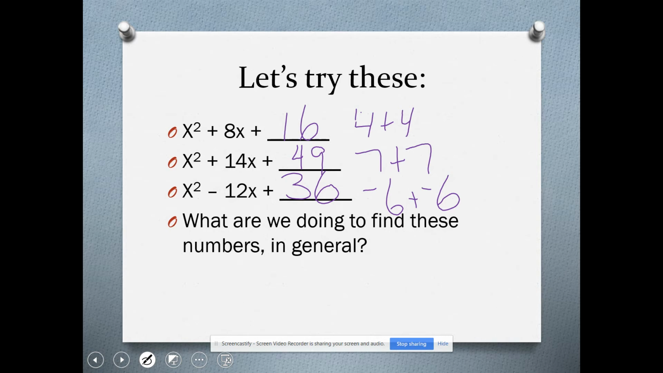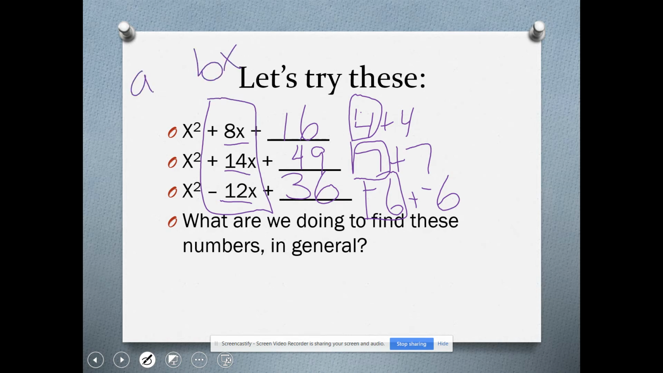So in general, what are we doing? Well, 4 is half of 8. 7 is half of 14. And 6 is half of 12. On the last slide, 5 was half of 10. And remember, this middle column here is bx. In ax squared plus bx plus c, that middle column is bx. So basically, we're taking b, dividing it in half, and then squaring it.